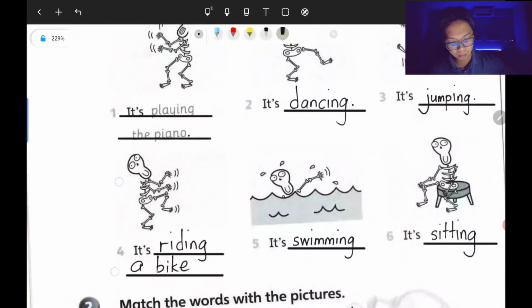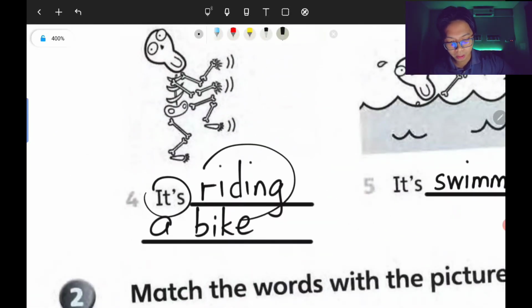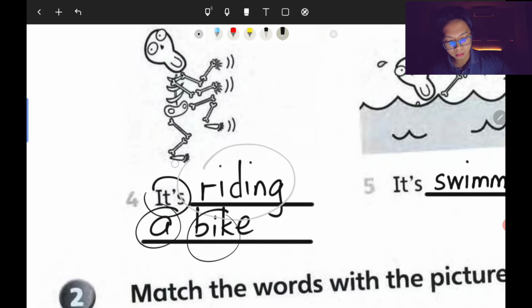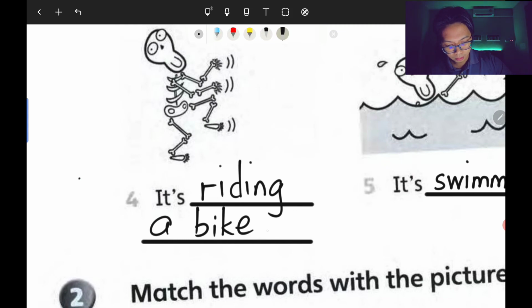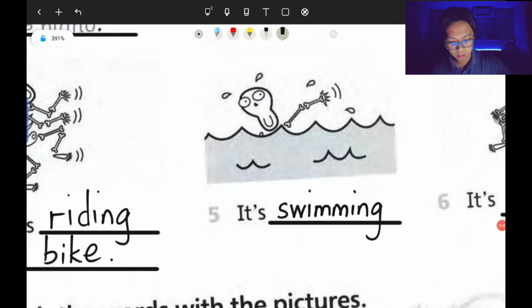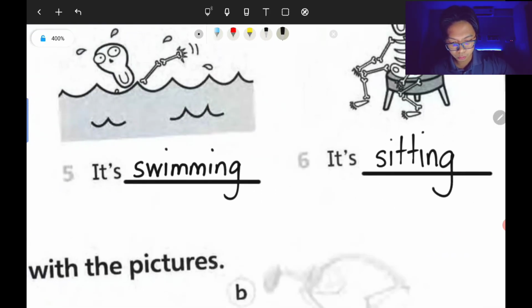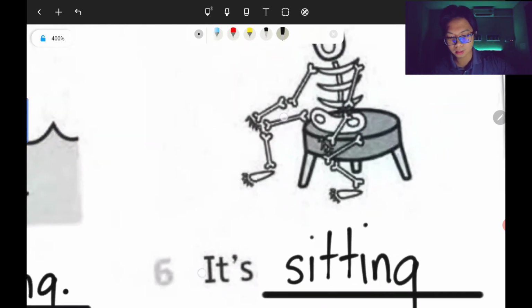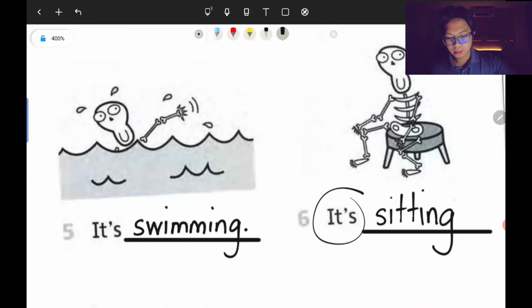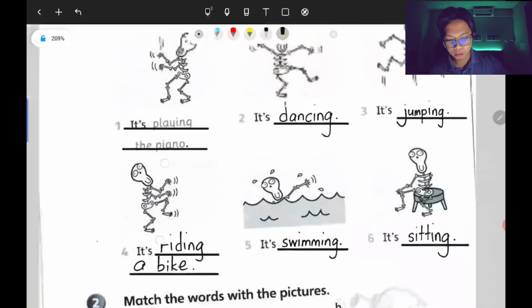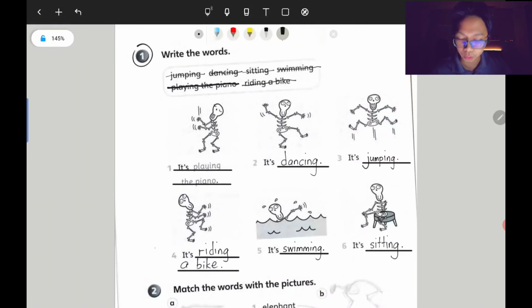Next, number 4. It's riding a bike. Okay, menunggang basikal. Oops. Full stop. Okay, another one. Number 5. It's swimming. Okay, tengkorak ini berenang. Di belakang dia put full stop. And lastly, it's sitting. Please put full stop as well. So we have done activity 1. Congratulations.